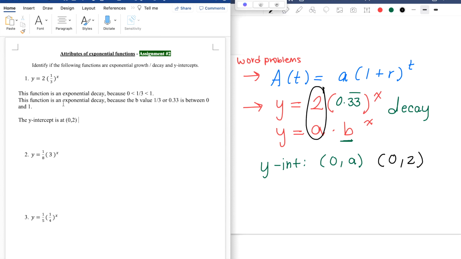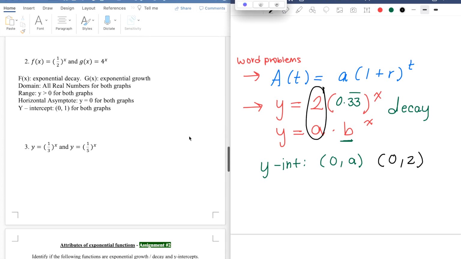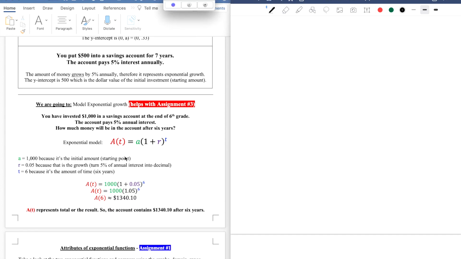And that's it. All right, now let's look at our last assignment, number 3, but let's look at the notes. For assignment number 3, you're going to be working with word problems. And so here's the example. You have invested $1,000 in a savings account at the end of 6th grade. The account pays 5% annual interest. How much money will be in the account after 6 years? So your goal is to answer this question. So we're going to use this model to use with word problems.